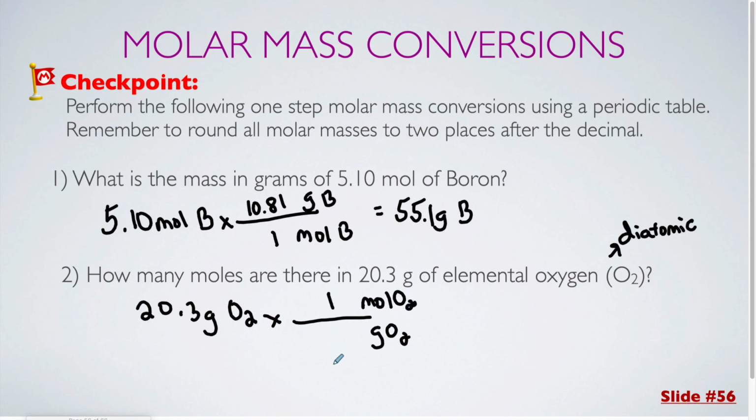Moles is always 1, and grams is from the periodic table, but this time there are 2 oxygens. So my mass of 16.00 is going to get doubled. So 32.00. From here we are going to multiply by 1 and divide by 32. So that gives us a mole value of 0.634 moles of O2.